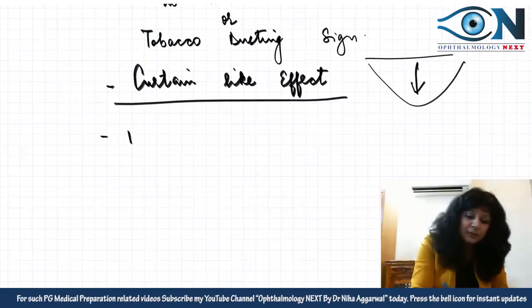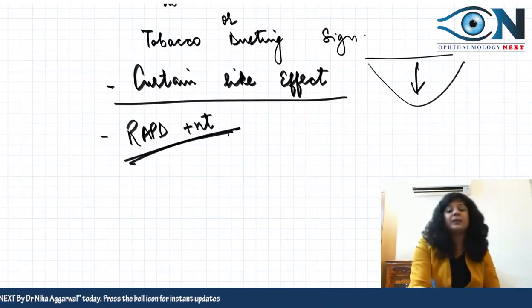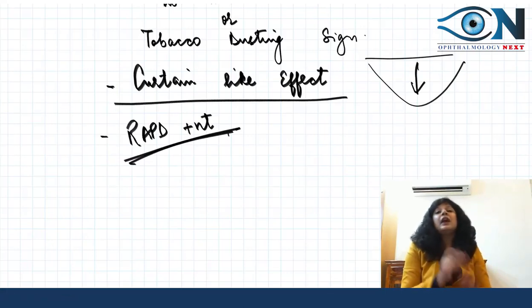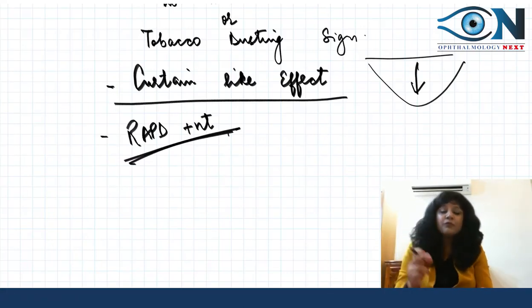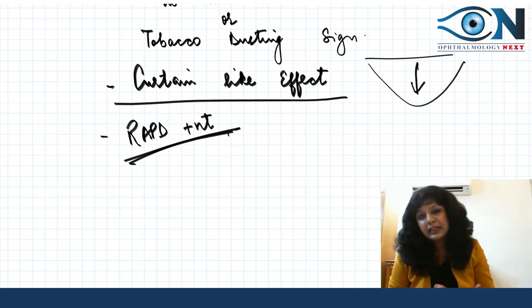Now what about the RAPD? Yes, RAPD will be present in all the three types of RD. So this is again a very, very important point. You will get RAPD. Now how to compare? Photopsia and floaters was one important thing, because it will not be found in any other RD.